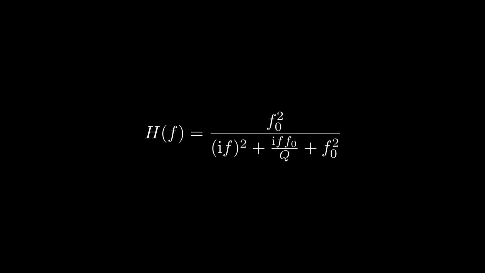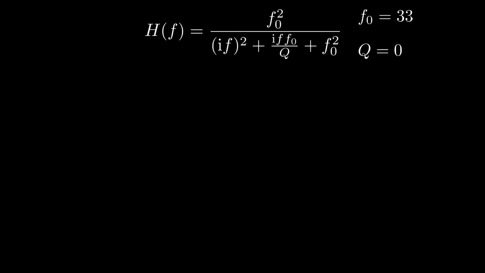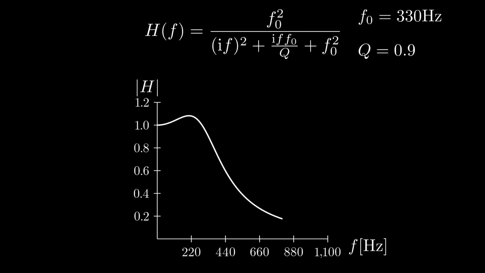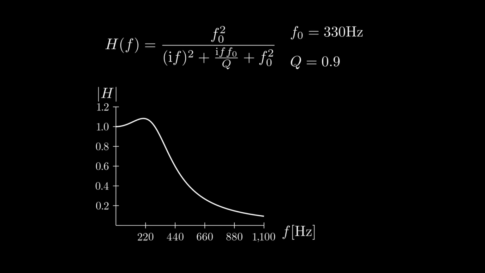Let's make a fast calculation. Our center frequency is 330 Hz, just between both of our frequencies, a Q of 0.9 and no gain. Therefore, the absolute value of our resulting filter function looks like this. At 220 Hz we get about 108% of our original wave, at 440 Hz we get about 60%.